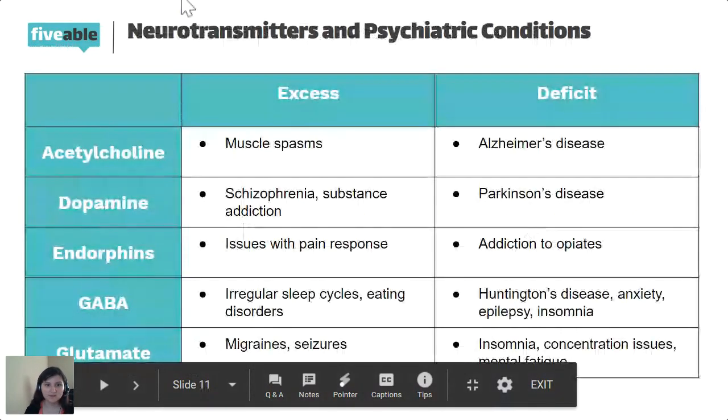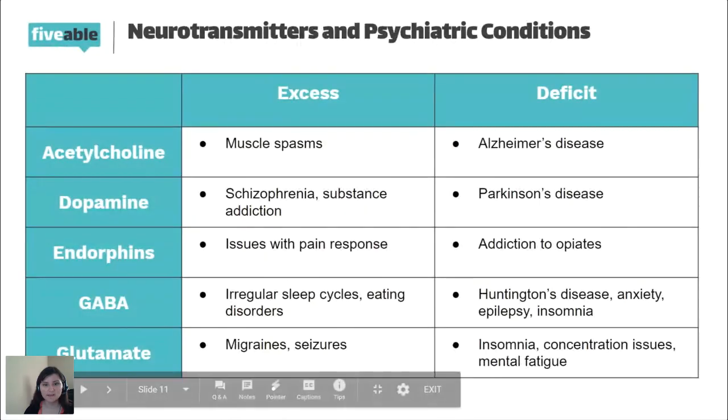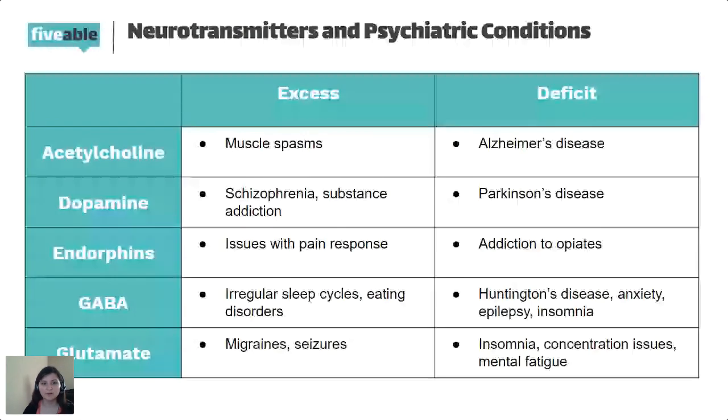After this, let's get into the excess and deficit of neurotransmitters and how they cause certain psychiatric conditions. So an excess of ACH would cause muscle spasms, but a deficit would cause Alzheimer's disease, or at least there's a correlation between the two. And then an excess of dopamine results in problems with schizophrenia or substance addiction. And then a deficit would be Parkinson's disease.